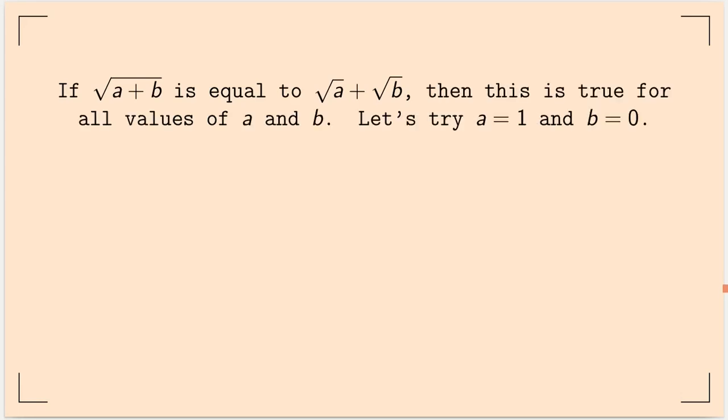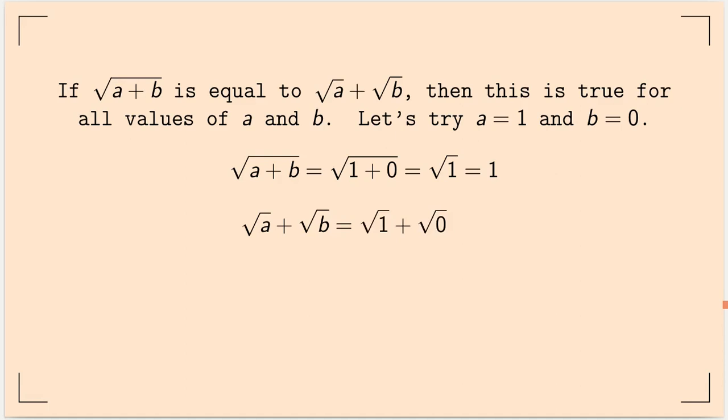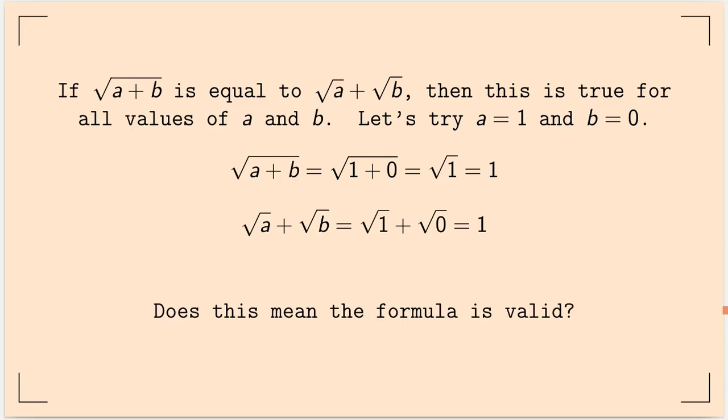So let's try a equals 1 and b equals 0. We get the square root of a plus b equals the square root of 1 plus 0, which is the square root of 1, which is 1. Okay. What about the square root of a plus the square root of b? It is the square root of 1 plus the square root of 0, and we get 1. Okay, so it seems it worked for these numbers. So does this mean the formula is valid?